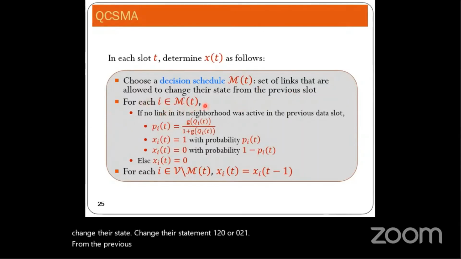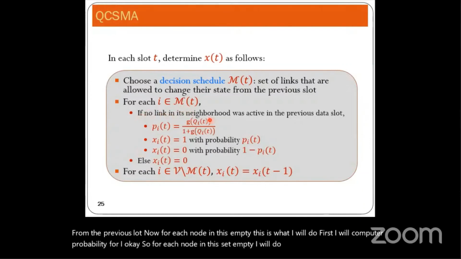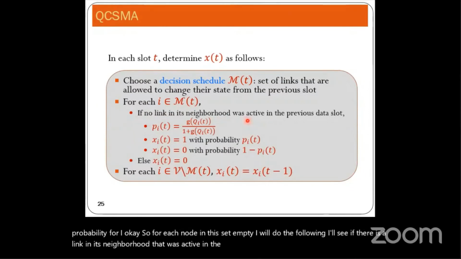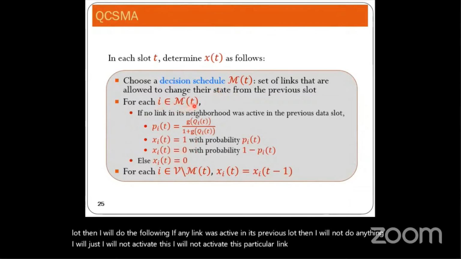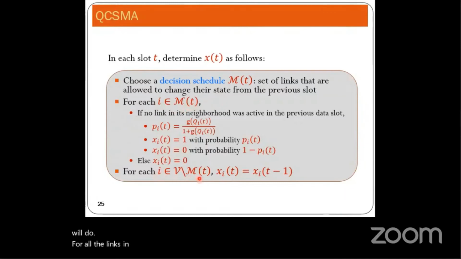Now for each node in this M(t), this is what I'll do. I'll see if there is a link in its neighborhood that was active in the previous slot. If any link was active in its neighborhood in the previous slot, then I will not do anything. I'll not activate this particular link. If no link was active in the previous slot, then I'll do the following. This is what I'll do for all the links in M(t). The links that are not in M(t), I'll not do anything for them. I'll keep their state unchanged.